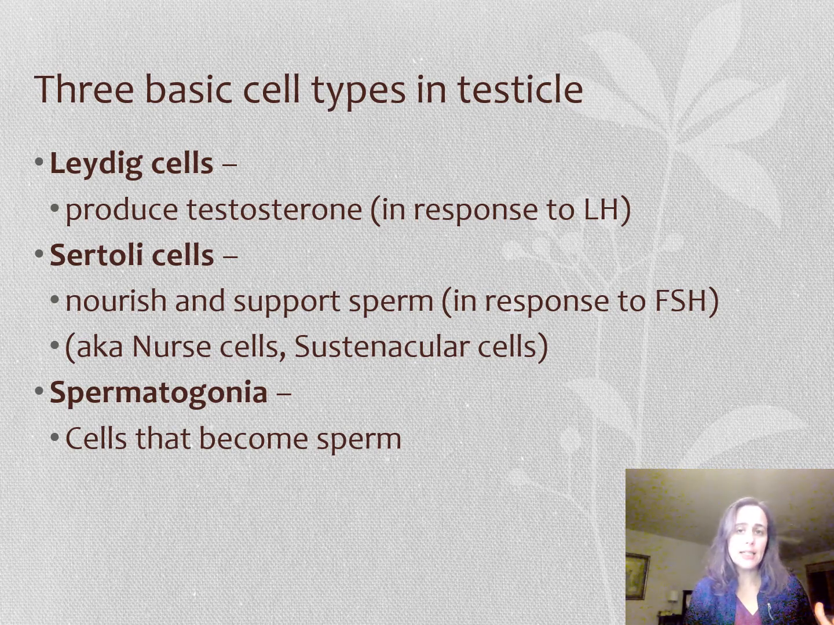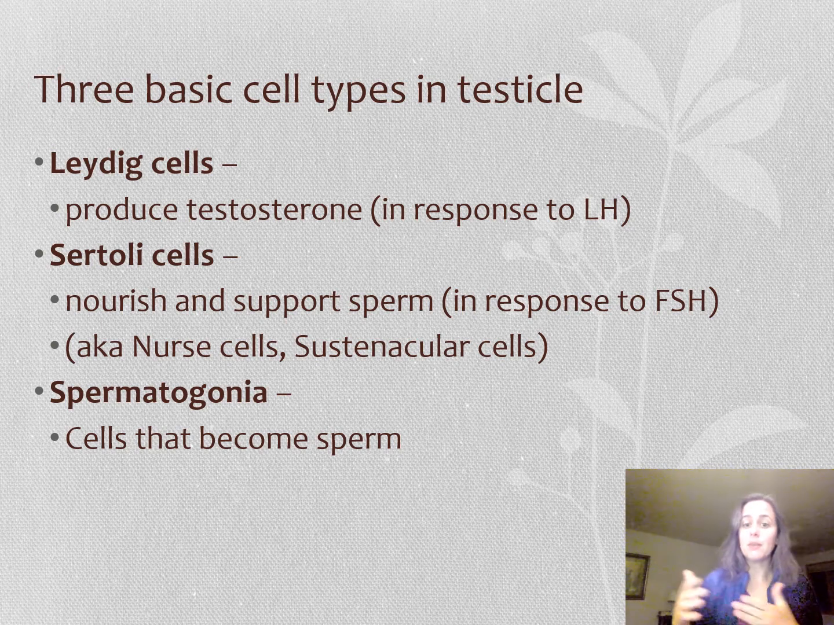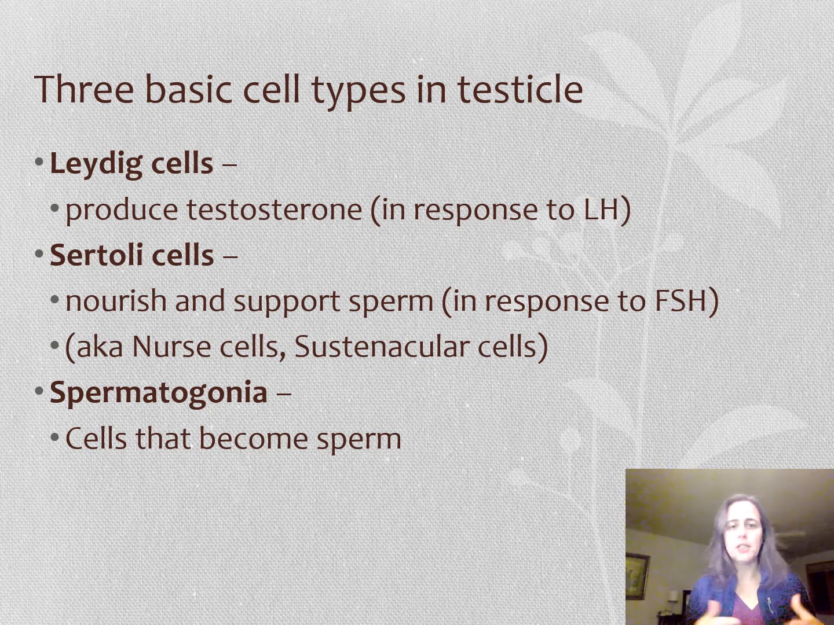So the Leydig cells are going to make testosterone in response to LH. The Sertoli cells are going to nourish and support the sperm in response to FSH. And they're sometimes also called nurse cells or sustentacular cells. So if you see that terminology, it's all talking about the Sertoli cells. And then finally, the spermatogonia. Those are the cells that are going to become sperm. You can think of them as baby sperm. So the spermatogonia are the babies.